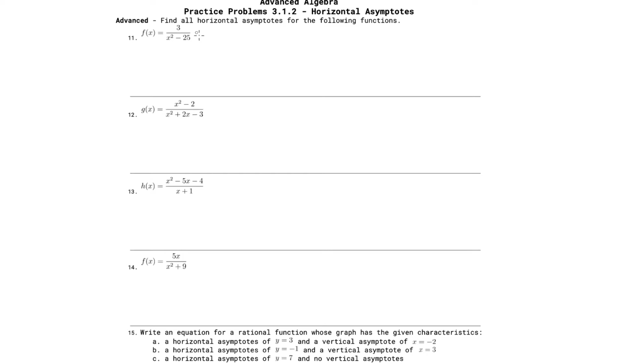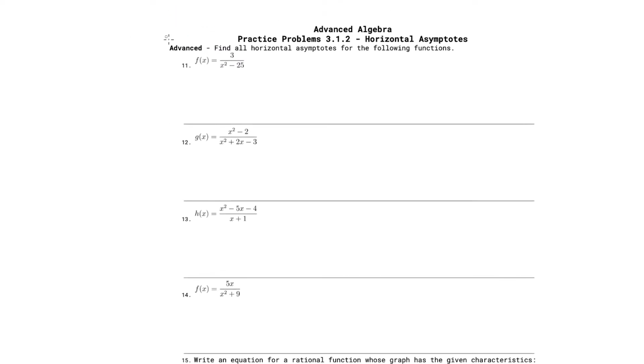Alright, so this is going to be another video about horizontal asymptotes. We have another 5 examples to go through, and hopefully this helps you understand the concept a little bit more. So it says find all horizontal asymptotes of the following functions. So let's start with 11 here.